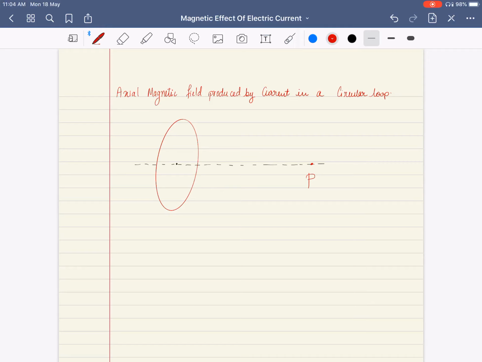So, if I need to find the magnetic field at the axial point, let us say that a circular coil is in the xy plane, and the z axis, or the axial line of the circle, is perpendicular to the plane of the coil. So I can say this is z. Basically when I say axial point, the point is perpendicular to the plane of the coil. This is something that you need to understand very well.